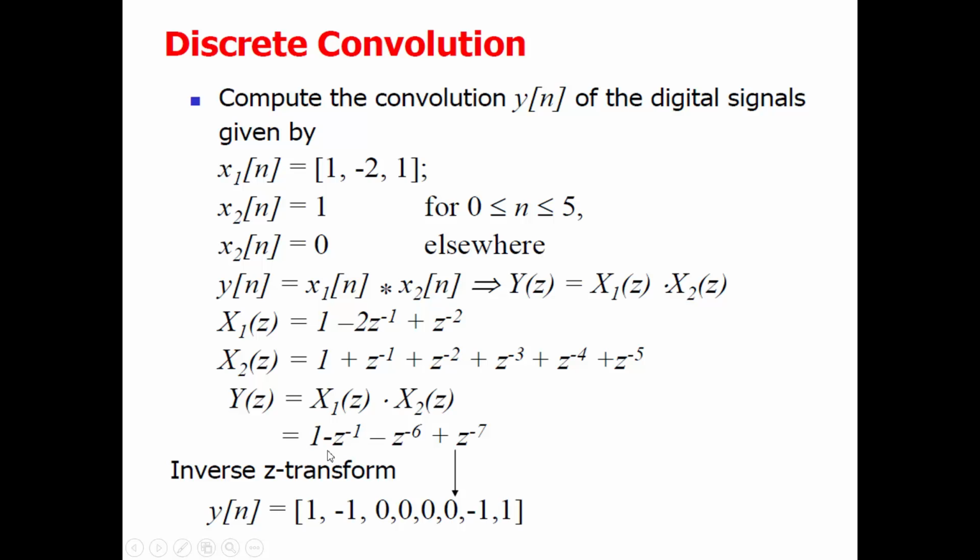Now if you see this expression, you take out the coefficients of these powers of z. That means for z to the power 0 we will get this one, z to the power minus 1 is minus 1 here, z to the power minus 2, minus 3, minus 4 are zeros, z to the power minus 6 is minus 1, and z to the power minus 7 is our next. This is the final output sequence, the convolution result of the sequences x1[n] and x2[n].